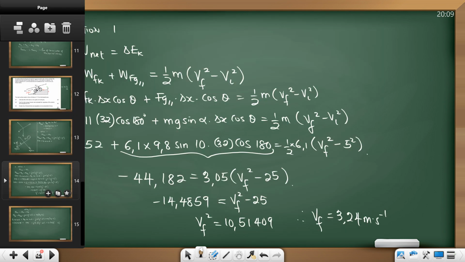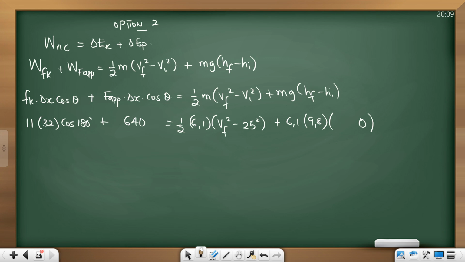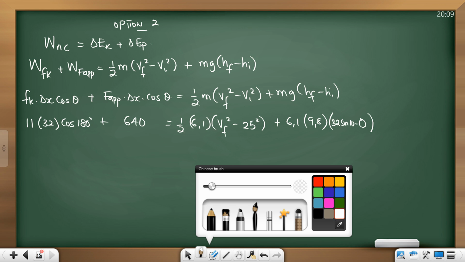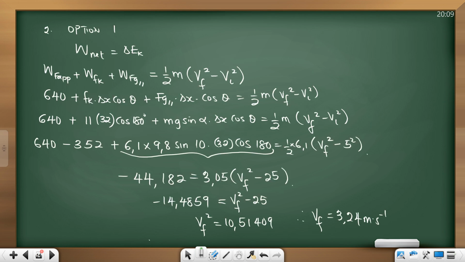Can I show you that 32 sine 10? Wait, let me write this first. I won't even calculate this. 32 sine 10 minus 0. My good learners, please, I'm not going to calculate this. We have this plus 640, right? Watch this. 1132 cos 180 plus 640.